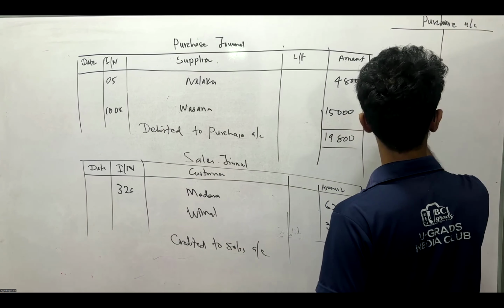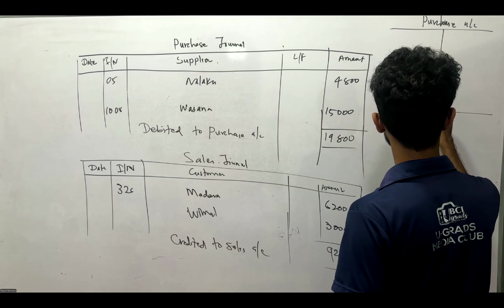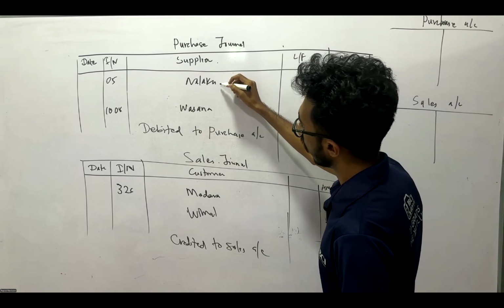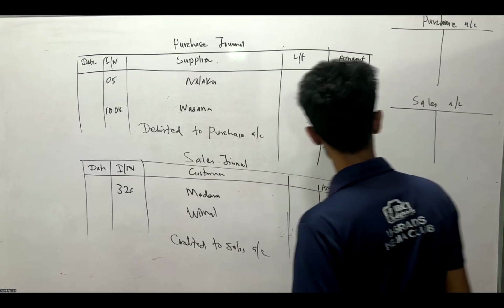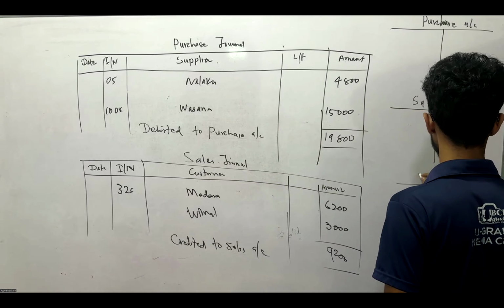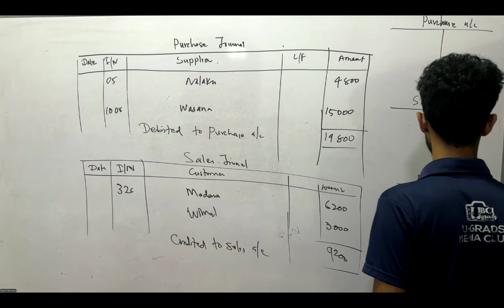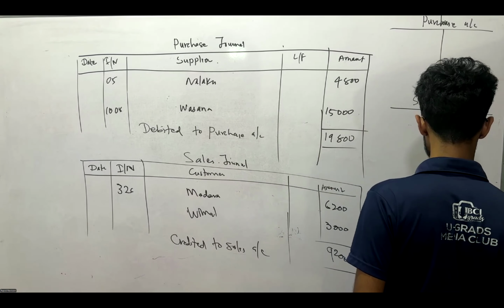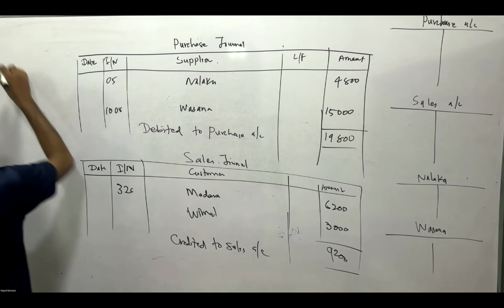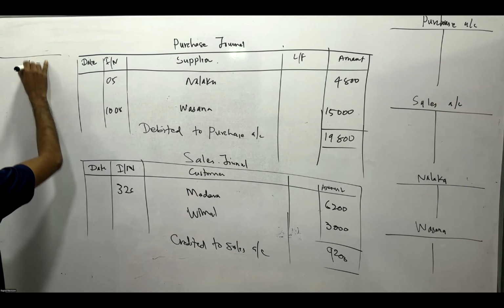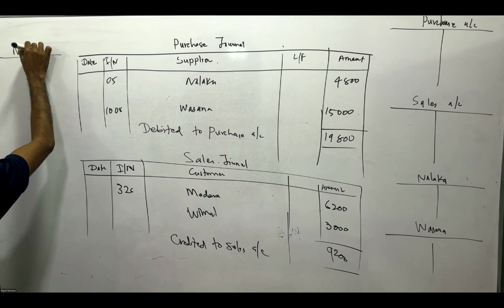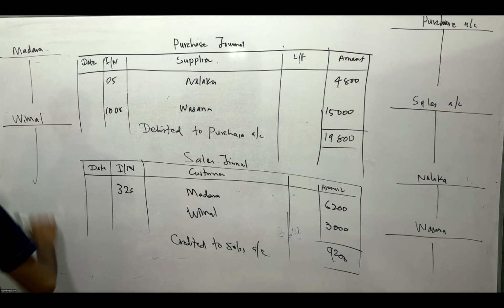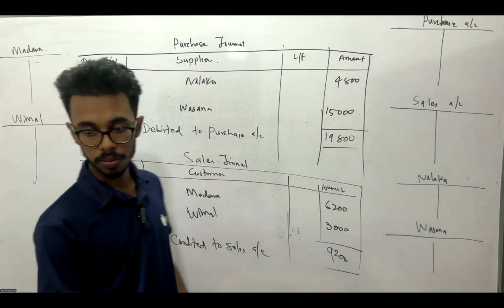Purchase account, a sales account, right? And then Nalaka, Vasana, Madara, Vimal. I'll take Madara and Vimal here. Madara and Vimal, right? So we have to do this.